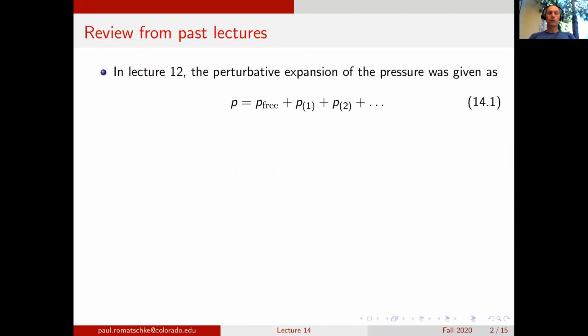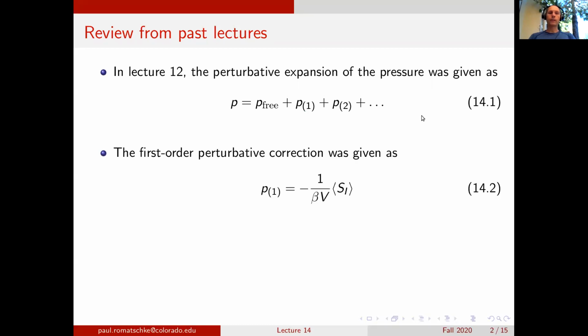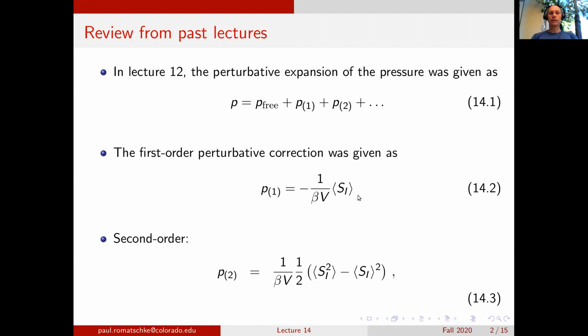To get started, recall that in Lecture 12, we set up a perturbative expansion for the pressure, such that the pressure in interacting quantum field theory is given as the free pressure plus a correction that involves the first order of the coupling constant, a second order term, and so on and so forth. The first order perturbative correction was given as an expectation value of the interacting action. To second order, we had an expression that involved the expectation value of the square of the action minus the expectation value of the action squared.